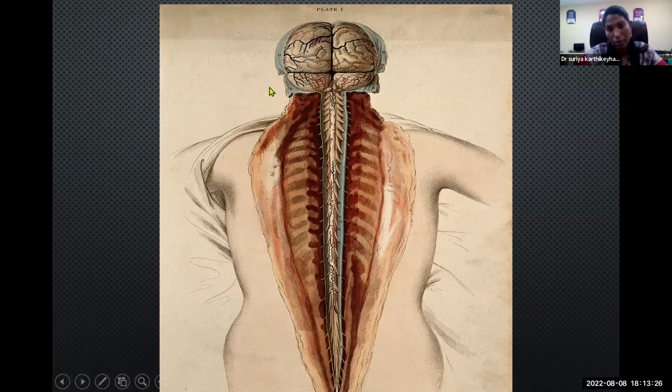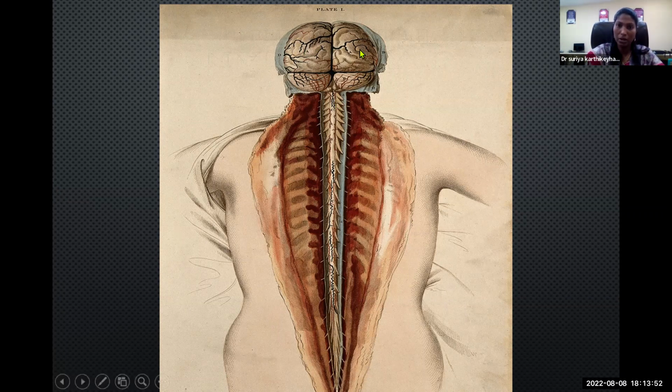coverings and all. When I was talking about the spinal cord itself, I told you we have the meningeal coverings for the brain and the spinal cord. So what are the meningeal coverings? We all know it has an inner pia mater, then arachnoid mater, and then outer dura mater. There are 3 meningeal coverings: pia mater, arachnoid mater, and dura mater. So they have reflected all the meningeal coverings, and then they have shown the brain here.